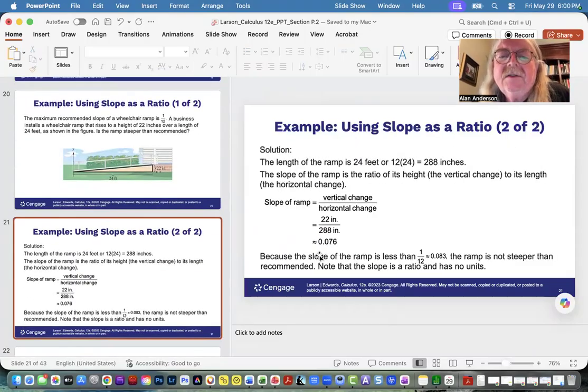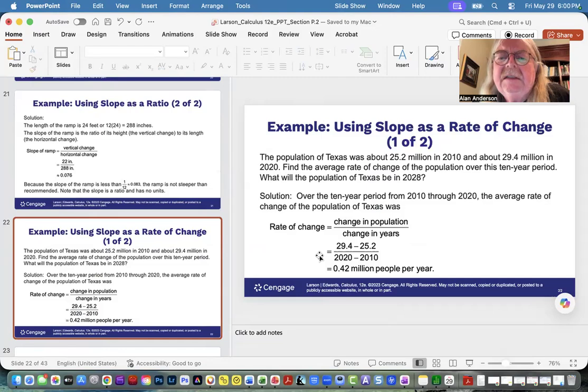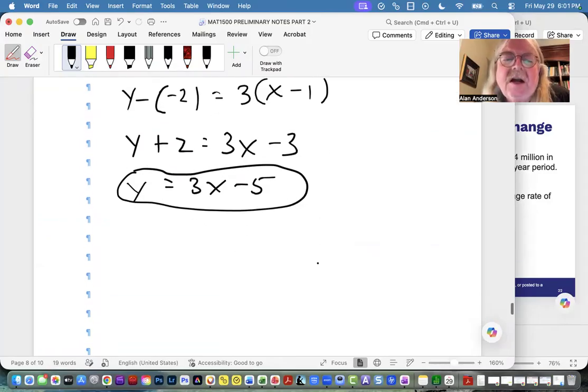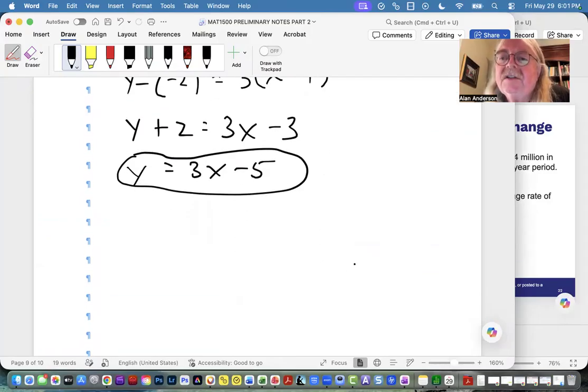Rates of change, it's basically the same idea. Let's take a quick look at this example. Let's say the population of Texas was 25.2 million in 2010. Now, when they give you time like this, time is considered to be the X variable, the independent variable.